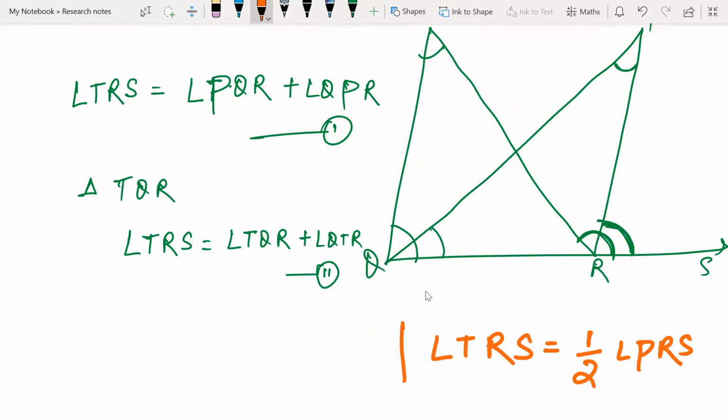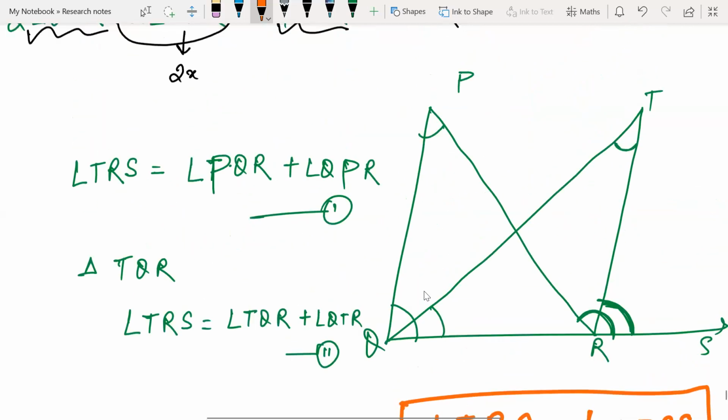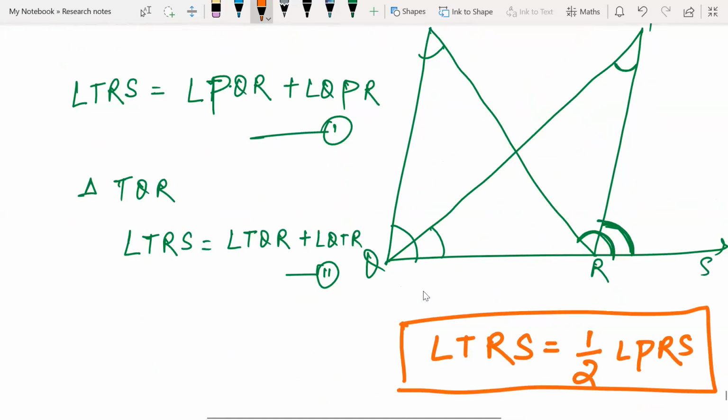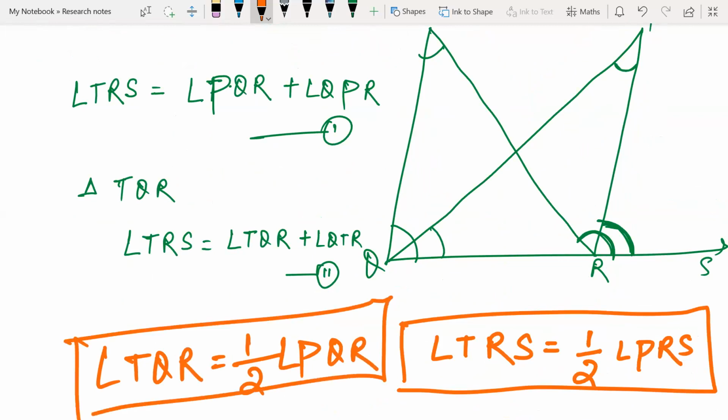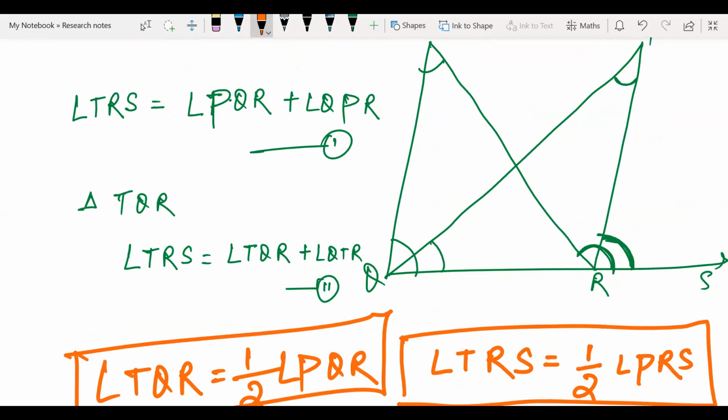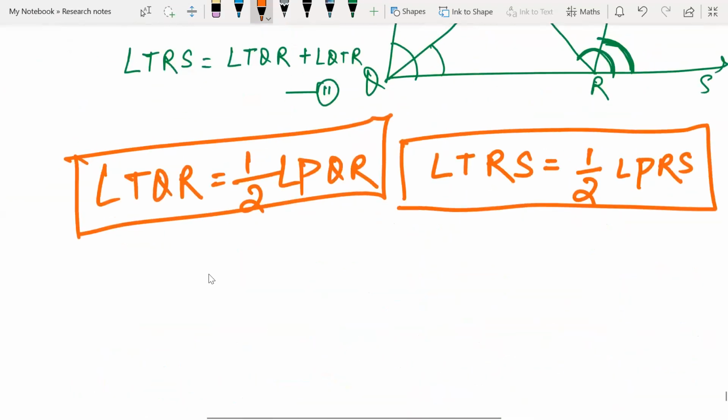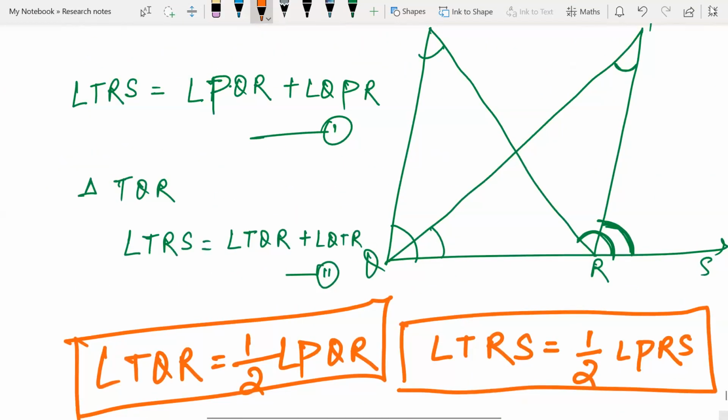So this is what we are having. TRS is equal to half of PRS, and TQR is half of the total angle PQR. Yeah, from here we will be getting it.